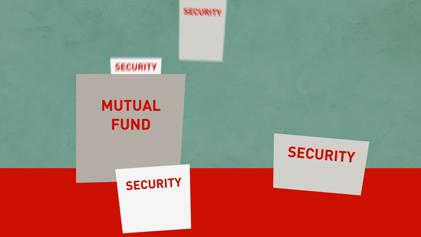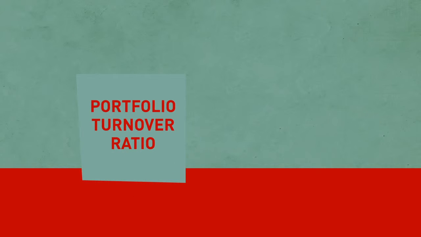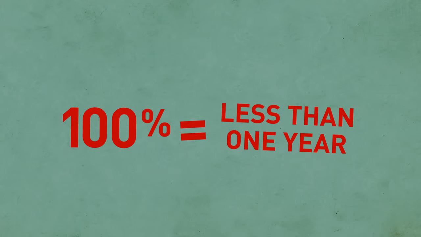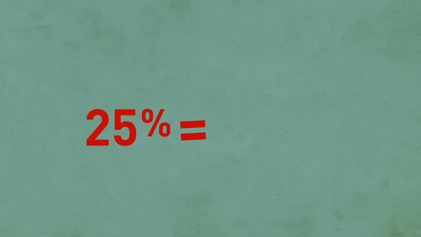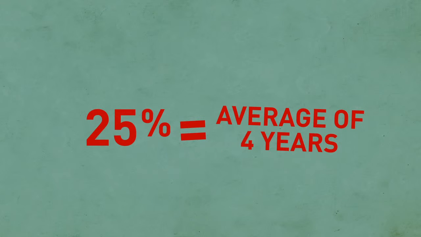Portfolio turnover, or how often the securities within a fund are replaced, is also worth evaluating. Each fund has a portfolio turnover ratio that indicates how long a fund generally holds onto its securities. For instance, a fund with a 100% turnover ratio holds securities for a shorter term, typically less than 1 year on average, while a fund with a 25% turnover ratio tends to hold securities for an average of 4 years.